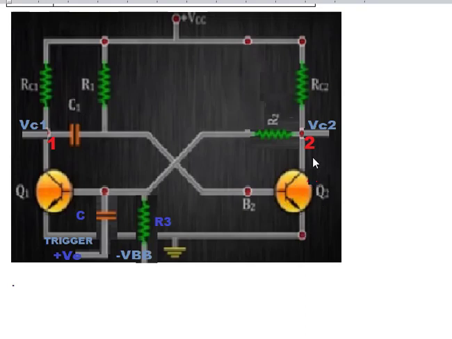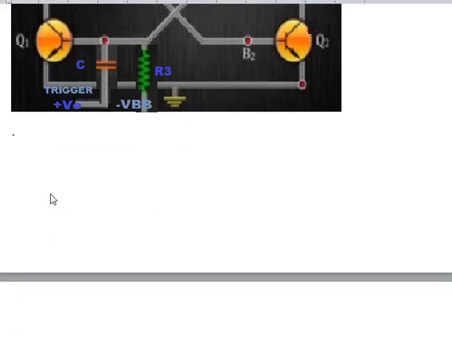So the whole voltage is available at Vc2. Now the Vc2 is equal to plus Vcc. This voltage is also supplied to the base of the transistor Q1, so it makes more forward bias to the transistor Q1. As the base of the transistor Q1 is forward bias, it starts to conduct.